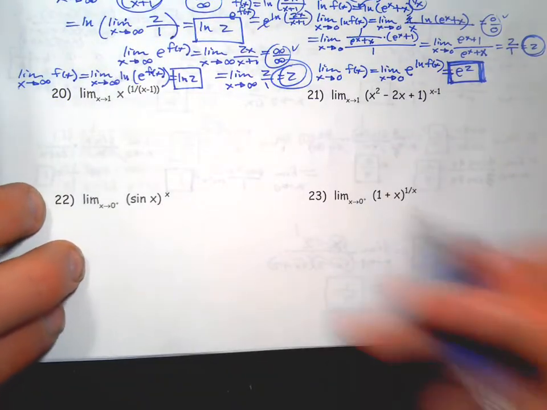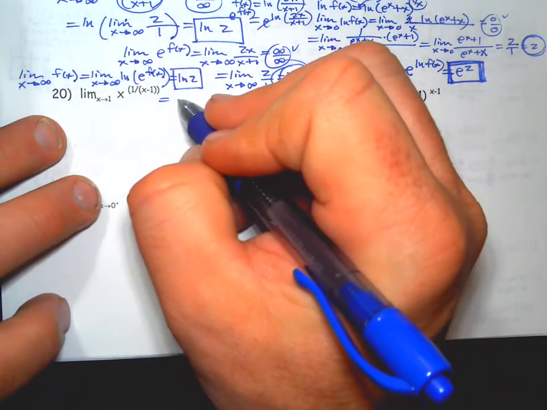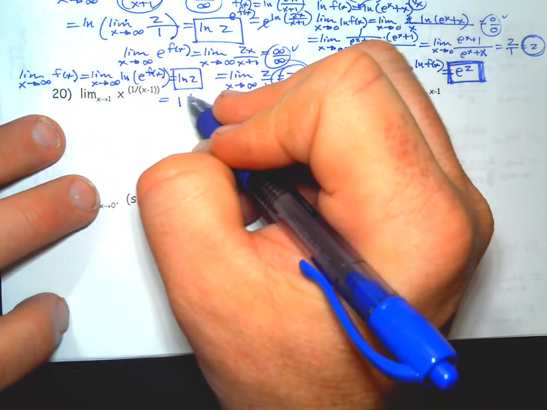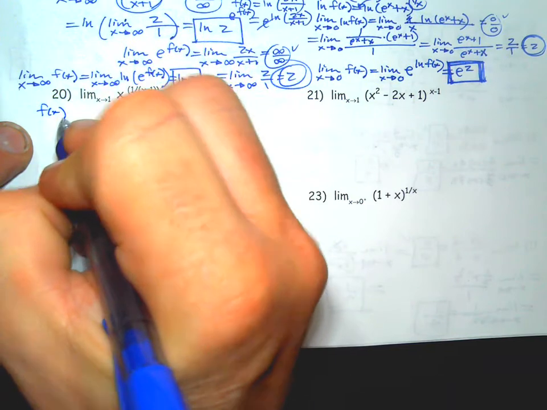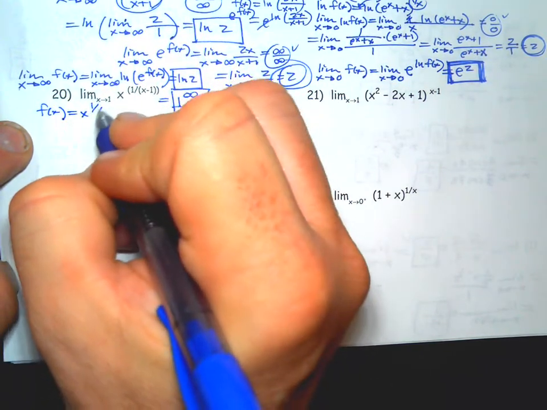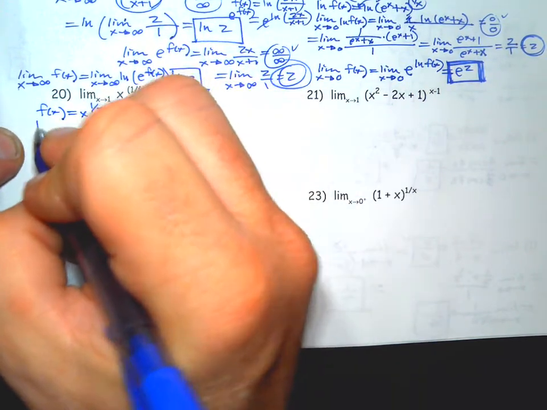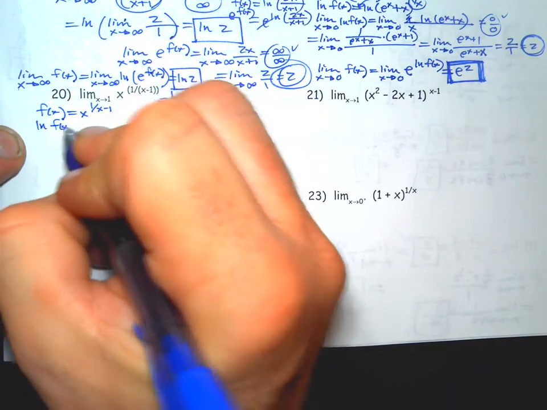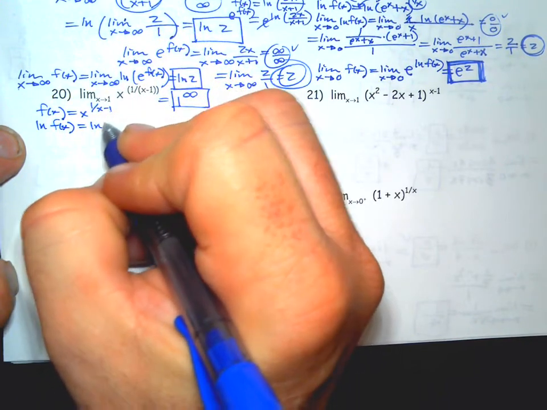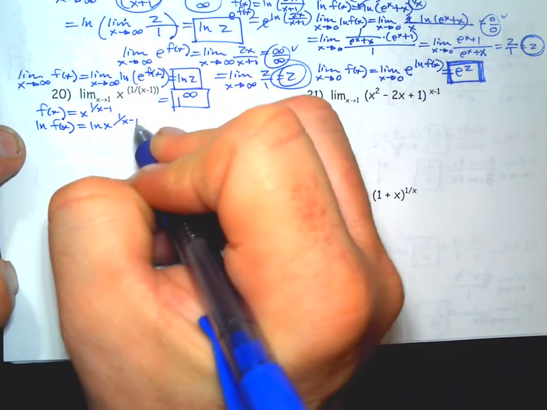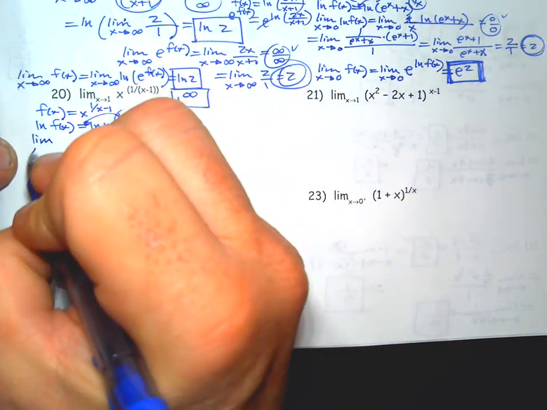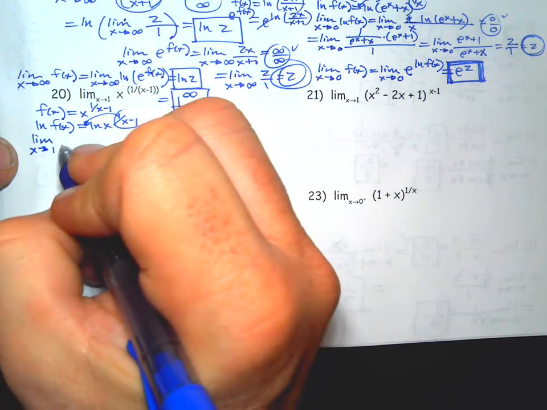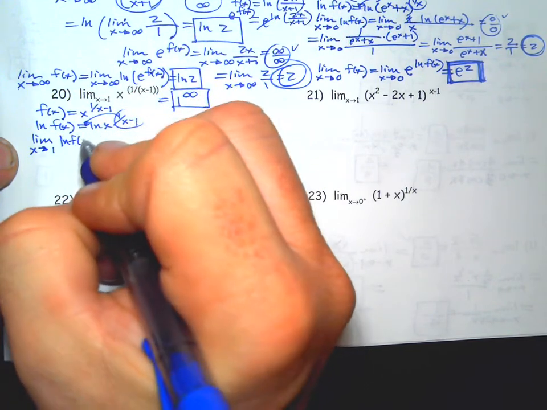Okay. Number 20. It's going to be 1 to the infinity, so a similar issue. Got to get that exponent out. Then take the limit of this new function.